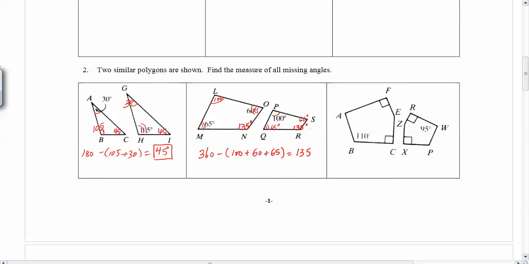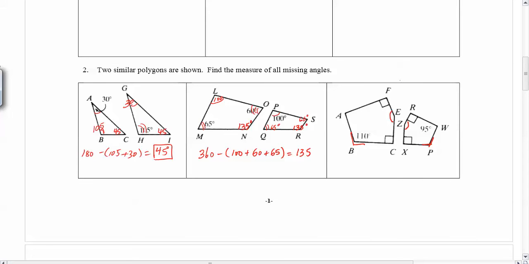Okay. So in the next one over here, we've got two 90s already matched up. This angle in between the two 90s is going to have to go with that angle over there, so we'll figure that out in a little bit. The 110 right here looks to me like it's going to go with the P.